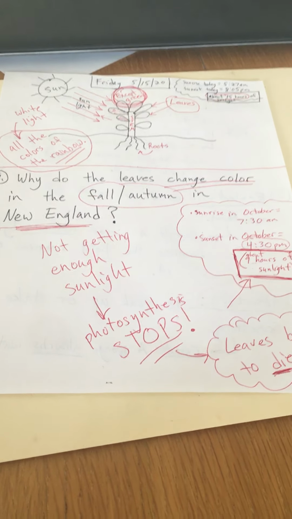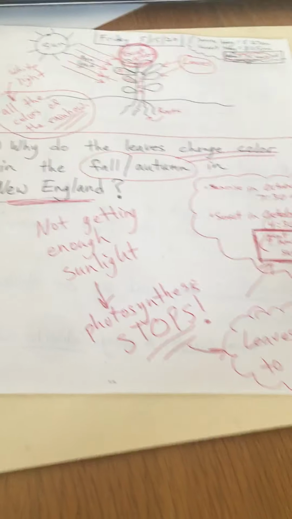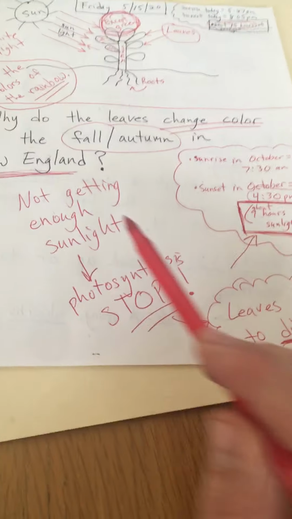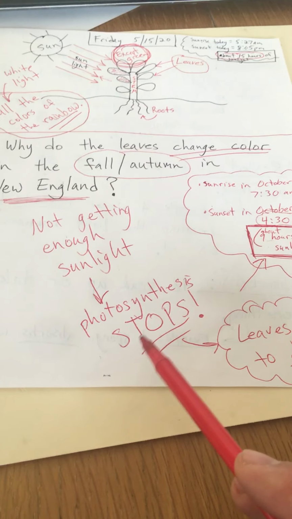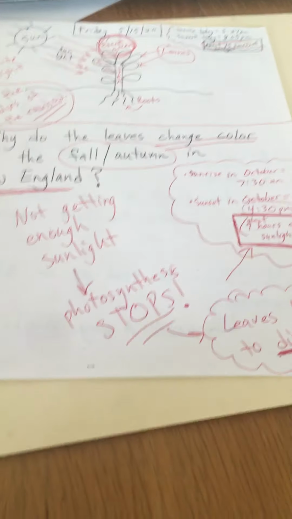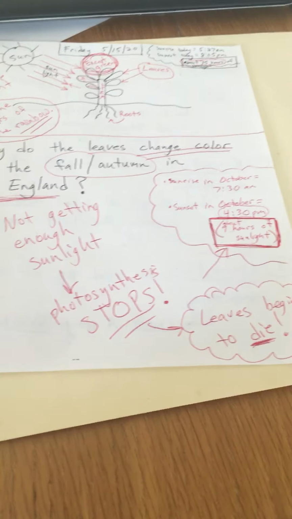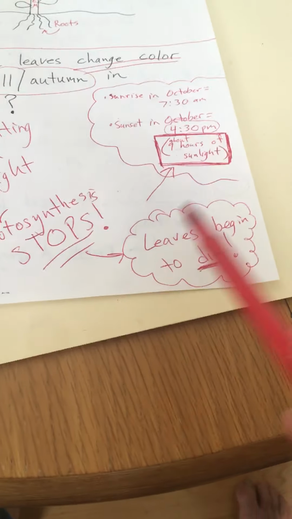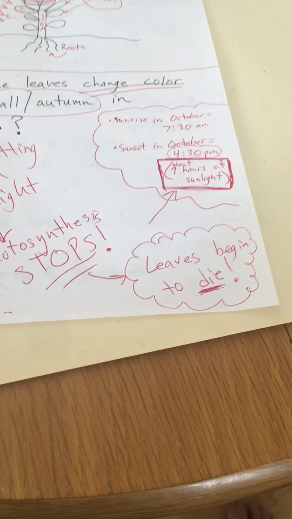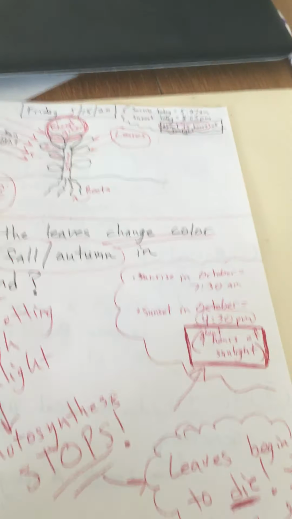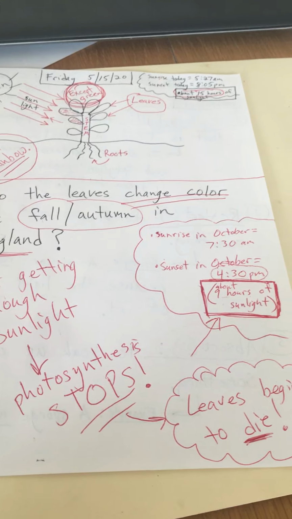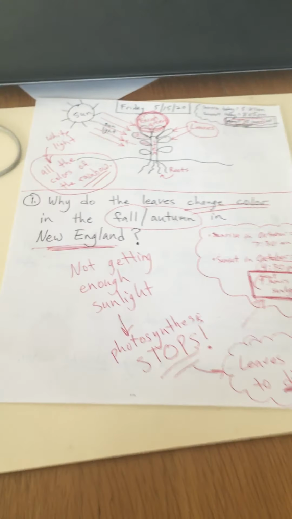Okay, so pretty cool. So the reason they change color is because they stop getting enough sunlight. Photosynthesis stops because there's not enough sunlight, not enough color is being absorbed, and it's not able to make its own food anymore. Then those leaves begin to die, and they don't come back until the next spring when the sun is shining again.